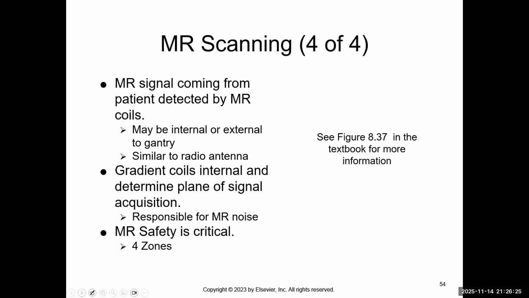The gradient coils themselves help determine where the MRI signal is coming from, and they also help determine how the image is actually going to be formed. Those gradient coils also create that loud tapping noise that you hear if you've had an MRI exam or you've been near an MRI suite. You can notice that the noise within there is significantly louder.